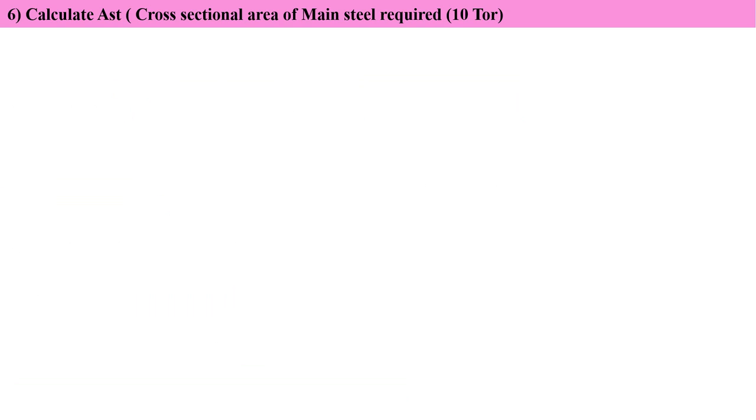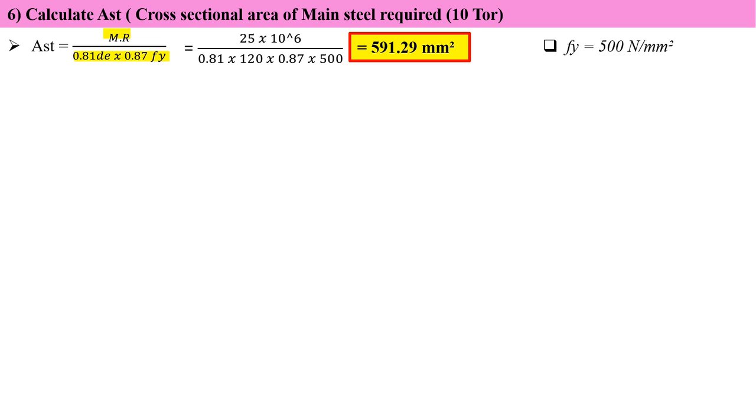So we have already considered the diameter of the bar equals 10 mm. So the formula I am going to use for calculation of Ast equals Mr upon 0.87 fy into 0.81 d, where fy is the grade of the steel. So putting the value, I am getting Ast equals 591.29 mm square. Now that is the total area of the steel required for my design of the slab. Now let's calculate the spacing.